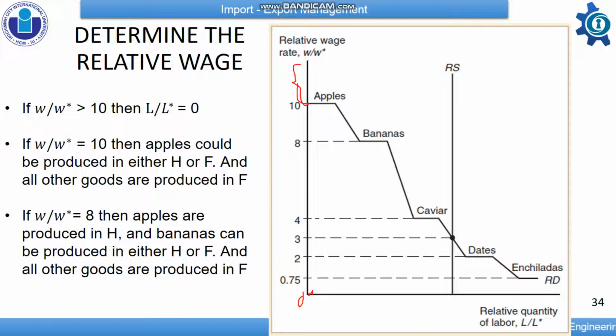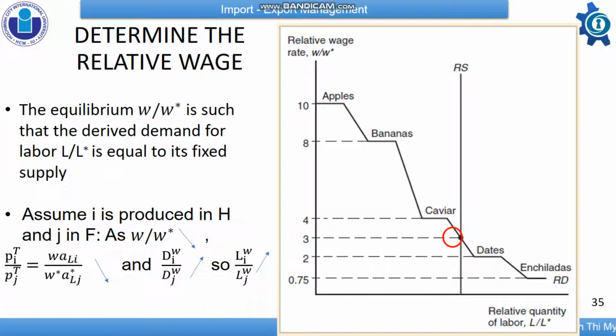You can read it here more. Like when the relative wage rate is equal to 10, then apple could be produced in either the home or foreign country. Okay. So we can determine the equilibrium relative wage rate. That is the intersection between the supply line and the demand line of labor in the home country.